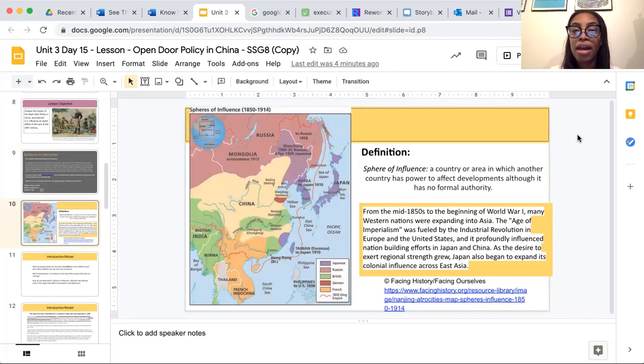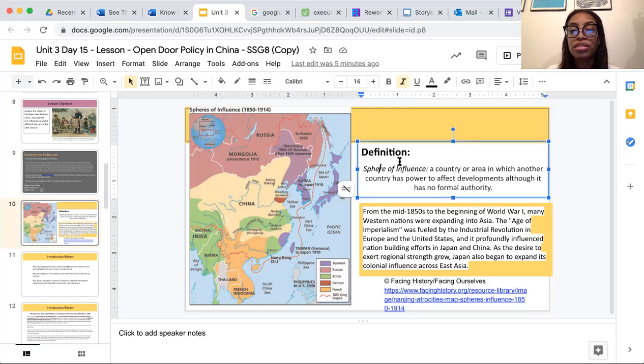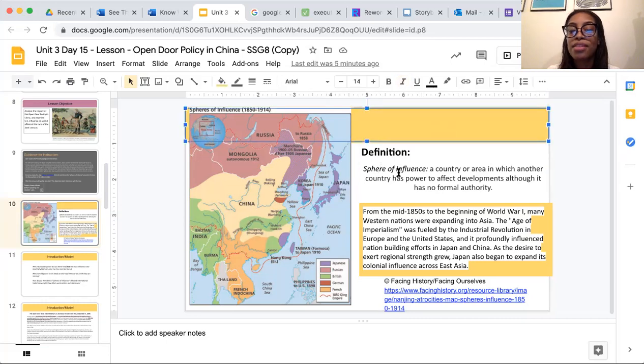But even better, you have this visual representation of the spheres of influence because students need to understand the historical context behind why John Hay proposes this open door policy. So here you have the spheres of influence, and the students should see that there are different countries that are involved in China. And in order to understand spheres of influence, you want to give them this definition.